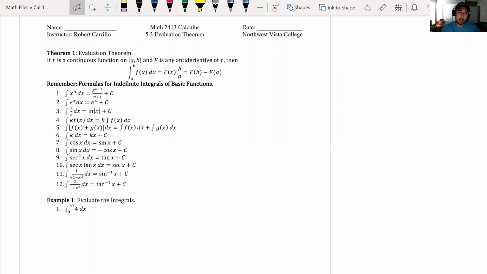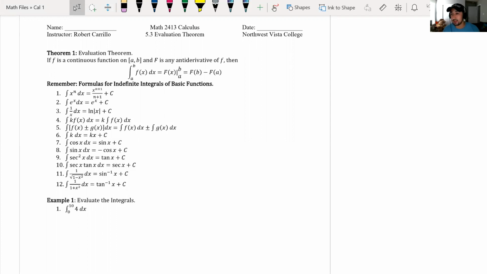The evaluation theorem says if f is a continuous function on some interval a, b, and capital F is any antiderivative of f, then the integral from a to b of f of x dx is equal to the antiderivative, capital F of x, on the interval a to b. When you plug in numbers, it's F of b minus F of a. So it's always top of the interval minus bottom of the interval.